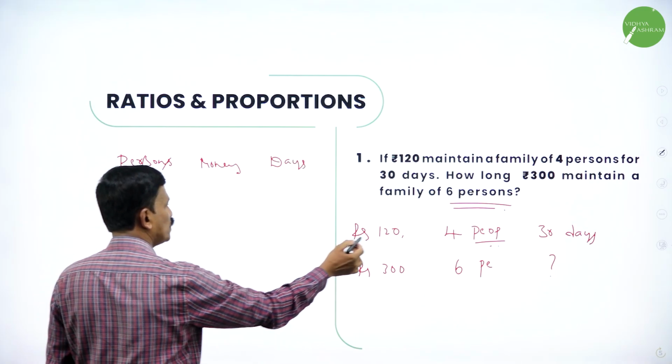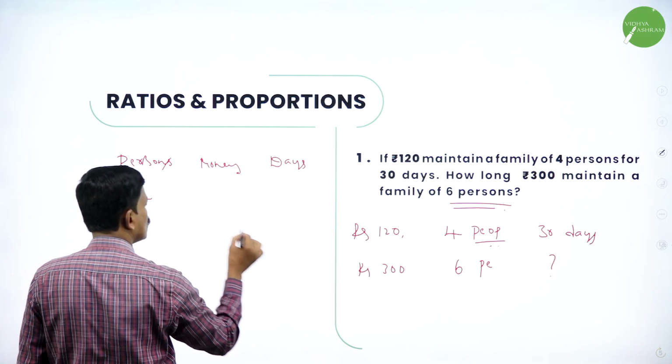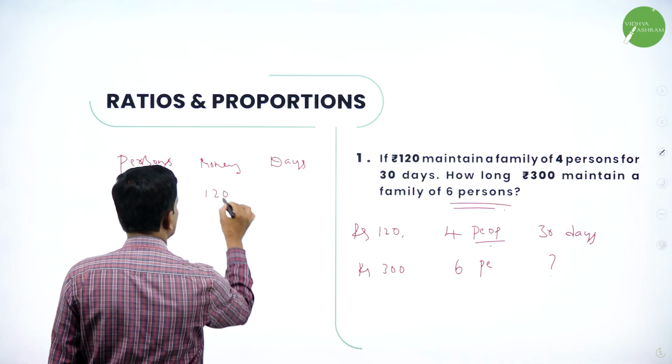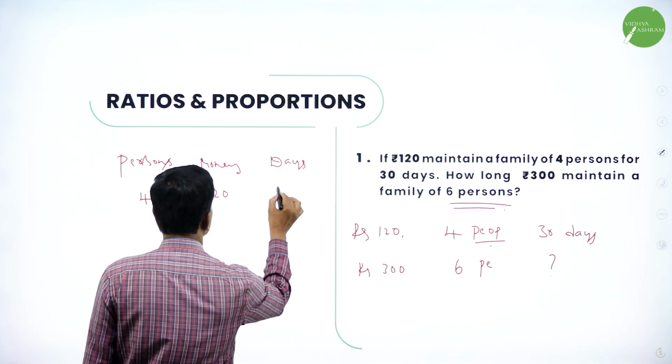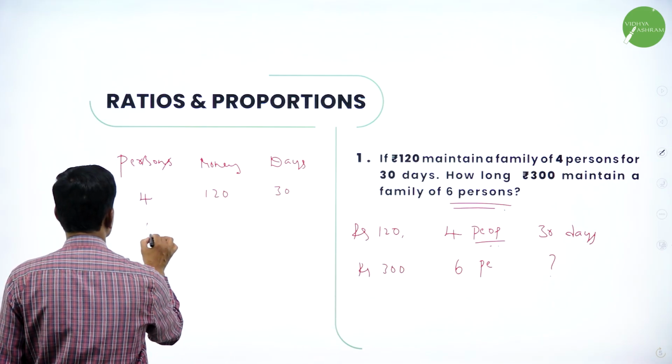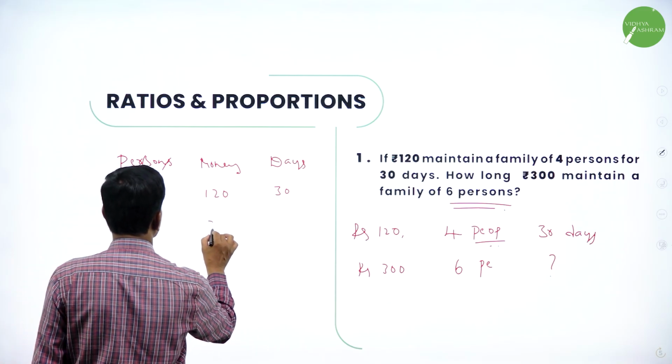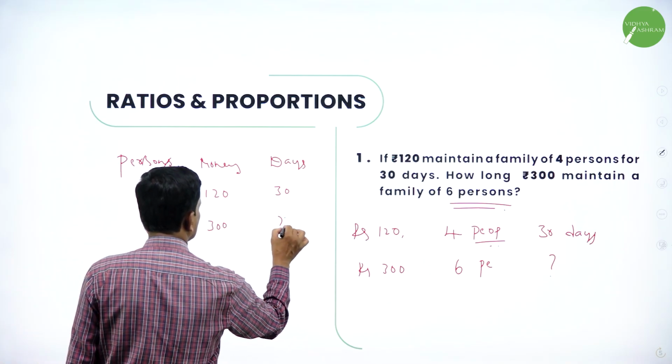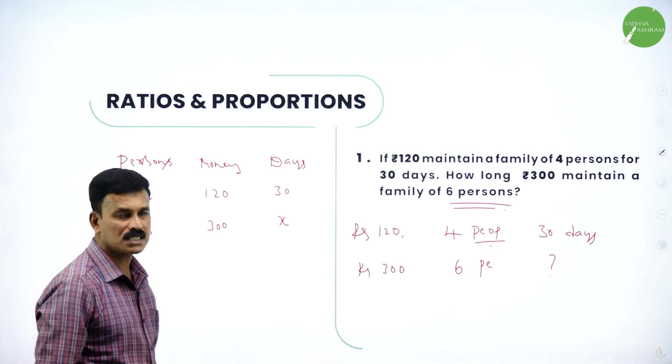So for how many persons? 4 persons. Money rupees 120 for how many days? For 30 days, right? Next, how many persons? 6 persons. Money is 300. How many days? We don't know. That is to be determined, x, right?